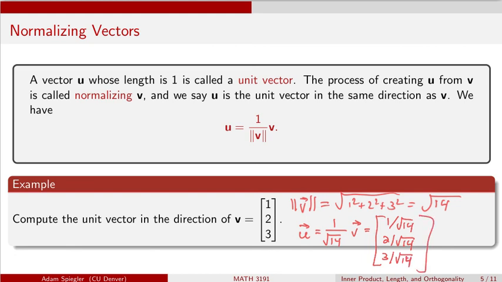So now this vector u, which is 1 over the square root of 14, 2 over the square root of 14, 3 over the square root of 14, has the same direction as the vector v, and you can check that the magnitude of this vector is 1. So this vector u is the unit vector in the direction of v.